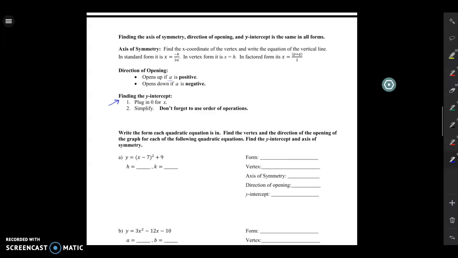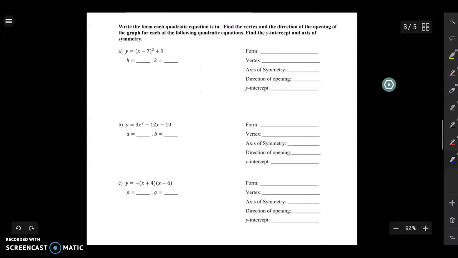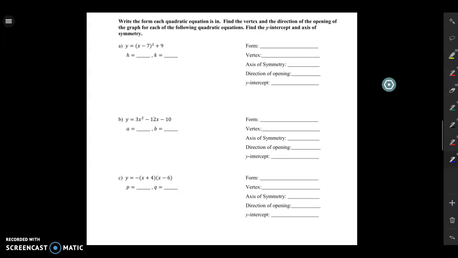Okay? All right, let's go ahead and do some examples. I know that was a lot of information. So if I look at example A, the first thing I'm going to do is figure out what form it's in. In this case, it's in vertex form.